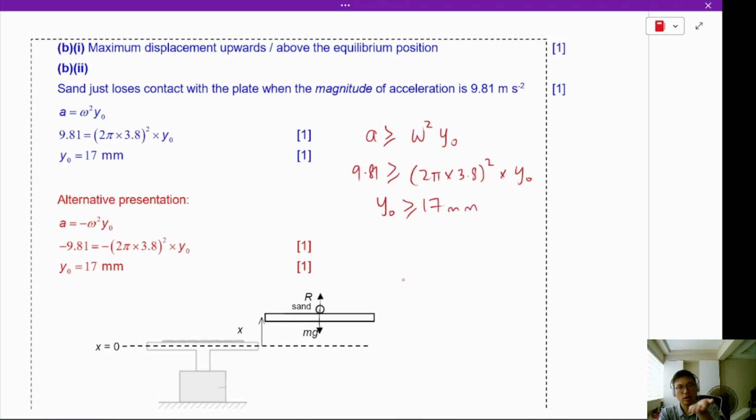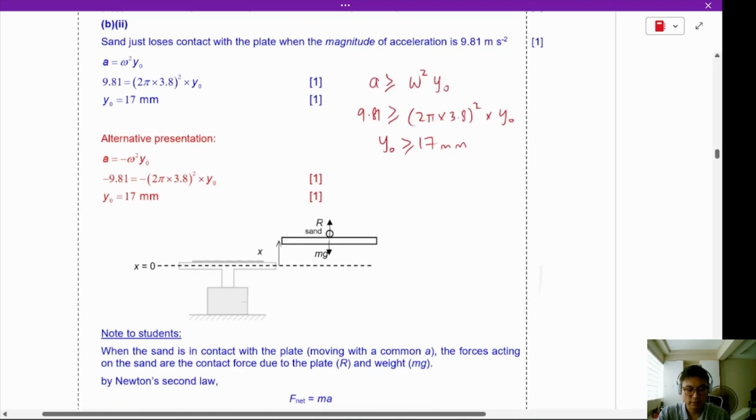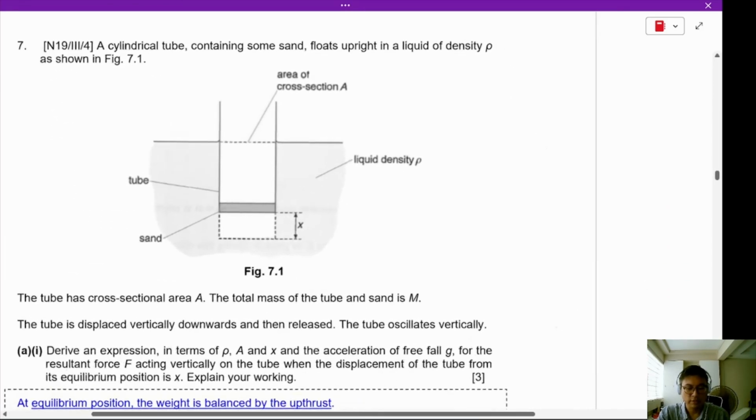So when you oscillate more than 17 mm, the sand will not be able to catch up with the plate when it's going down. Of course, when it's going up, there's no problem. So if you don't understand this, ask me again in class. Okay, let's move on to question 7.